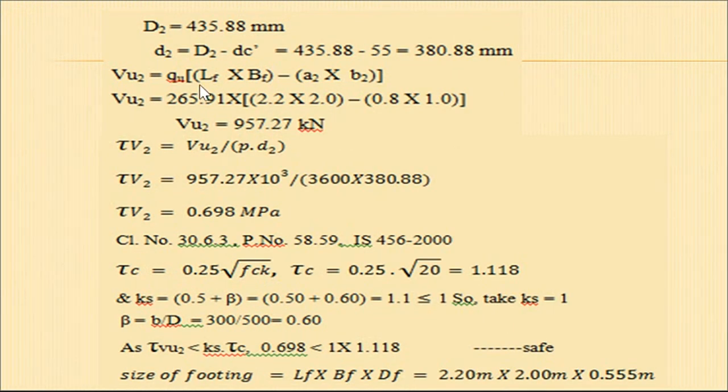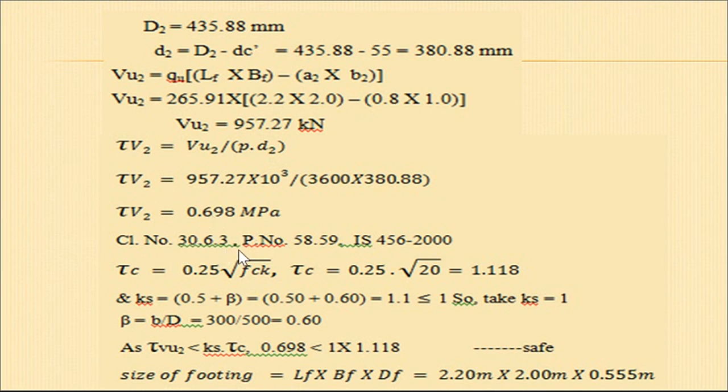Now VU2, that is the two-way shear, is equal to QU multiplied by area of footing LF by BF minus A2 by B2. This is the section. So VU2 is equal to 957.27 kilonewton. Then tau V2 is equal to VU2 divided by perimeter into effective depth at the critical section D2. So tau V2 is equal to 0.698.